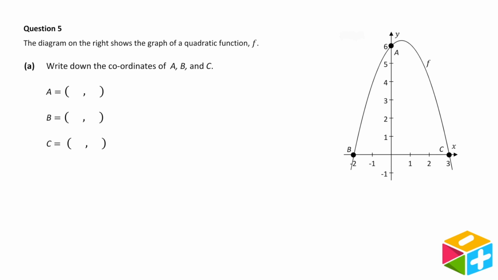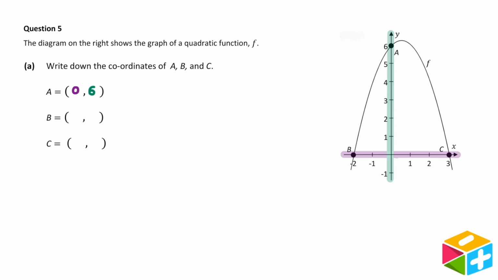The coordinates of a point come in a pair of two numbers, a horizontal x component and a vertical y component. Point A has a horizontal x value of 0 and a vertical y value of 6. So the coordinates are 0, 6.